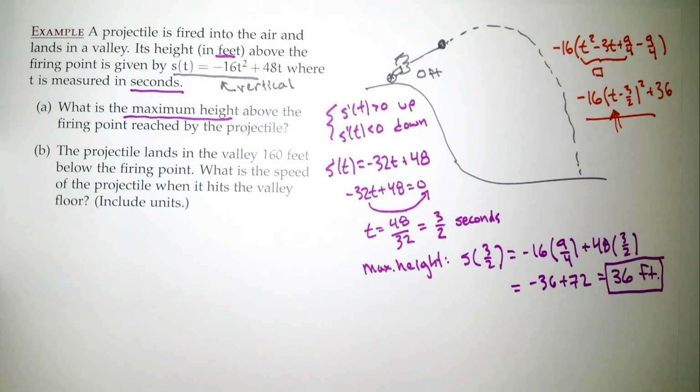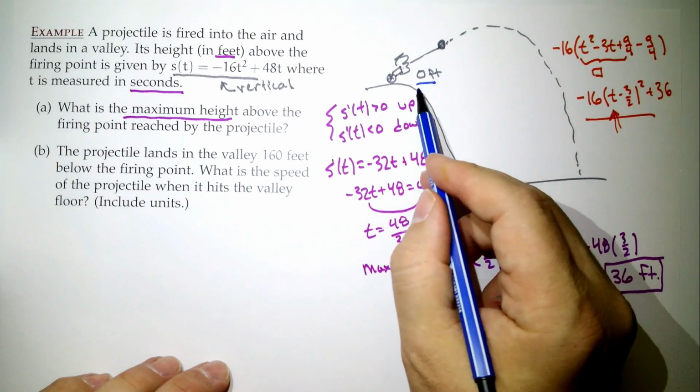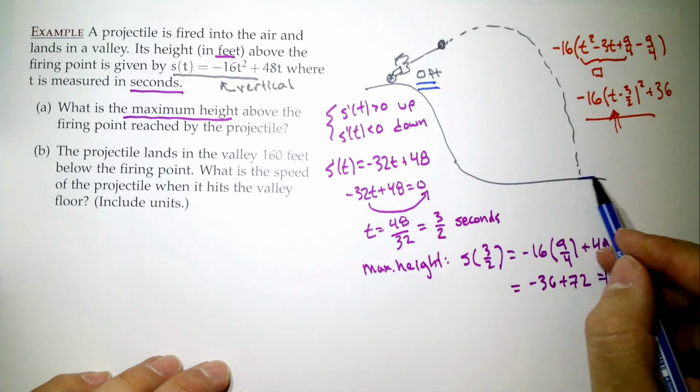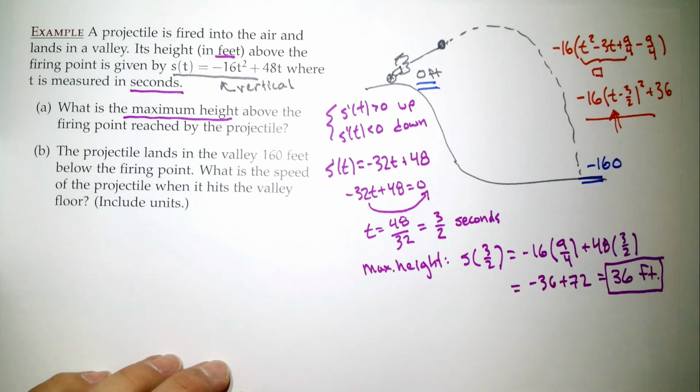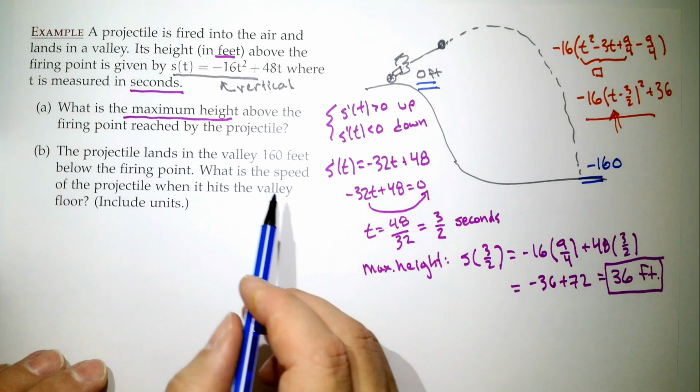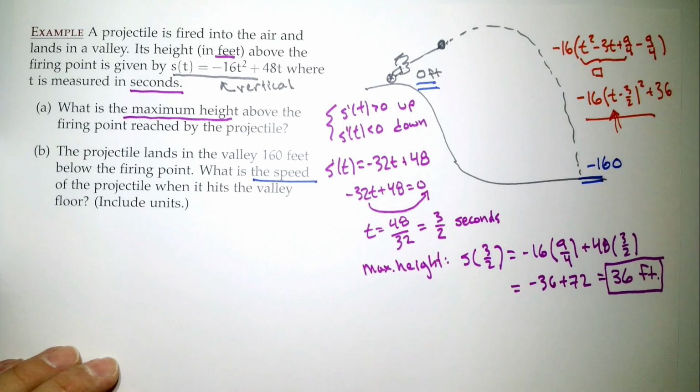So the projectile lands in the valley, 160 feet below the firing point. What is the speed of the projectile when it hits the valley floor? Okay, so first off, it launched from 0 feet. Where does it land? What's the height? Negative 160. Now, if I'm after the speed, what do I need to find? I need to find the velocity and take the absolute value.